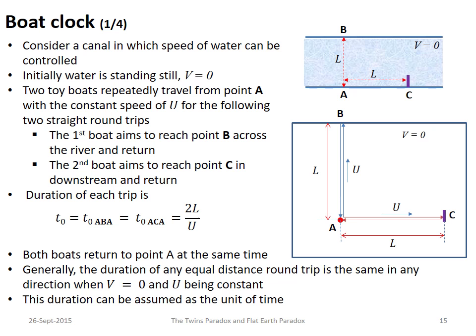The duration of each trip is 2L divided by u. Both boats return to point A at the same time. Generally, the duration of any equal distance round trip is the same in any direction when v equals 0 and u is constant. This duration can be assumed as the unit of time.